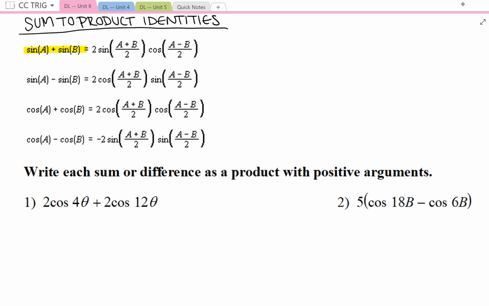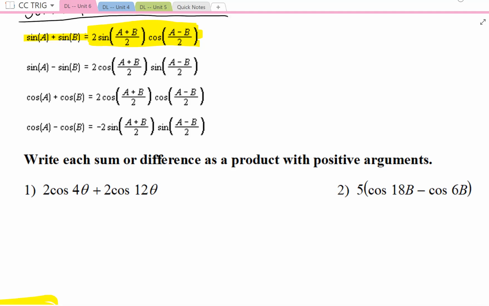Now there are actually several of these sum to product identities, and we just proved the first one, sin A plus sin B. So using these identities, let's turn some sums or differences into products. Here we have two examples. The first term is 2 cosine 4 theta. The second term is 2 cosine 12 theta. So it looks like we are looking at a sum of cosines.